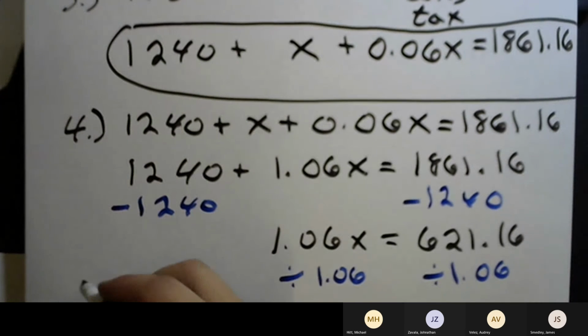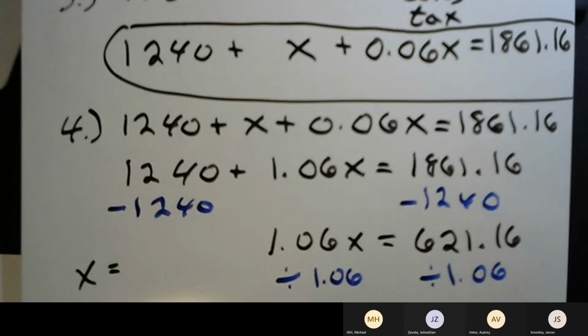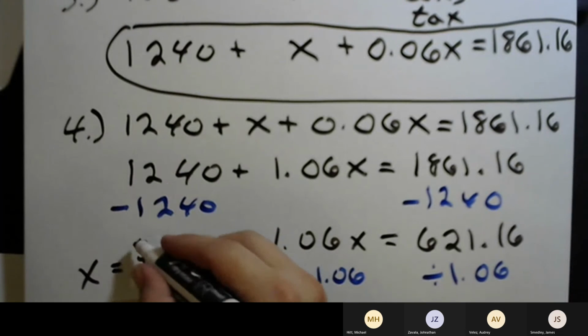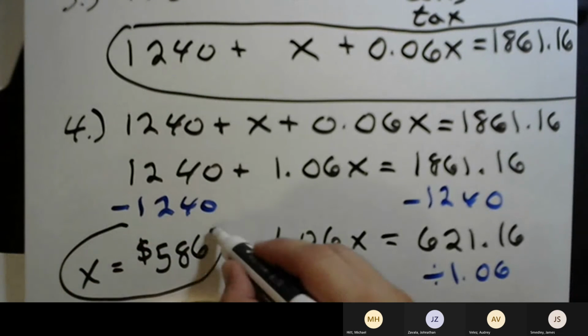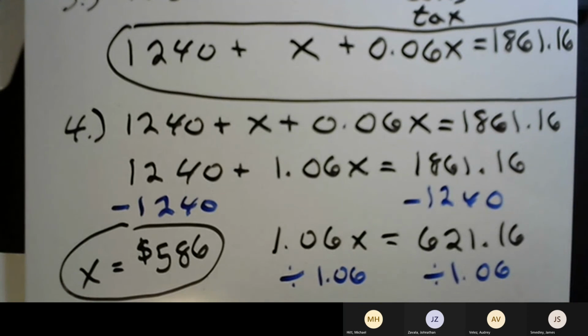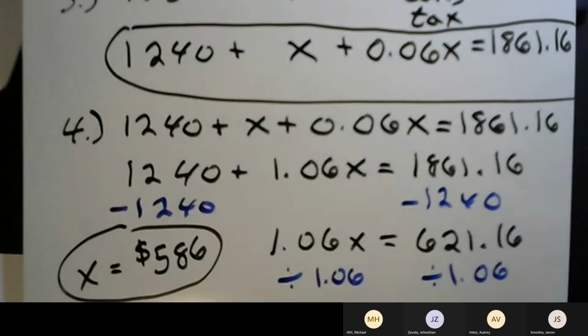And when we do that, I need my calculator here. 621.16 divided by 1.06, we get $586. Now I'm going to circle this because this isn't our answer. This is the amount of money in the drawer from parts. They want us to find the sales tax on those parts. So any questions so far?